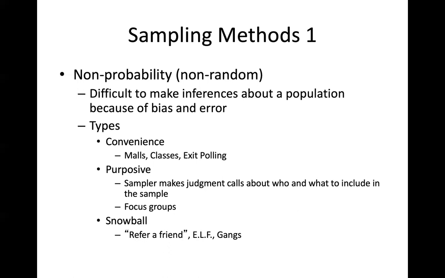One of the other ways that we use non-probability methods to do sampling, which is very, very common, is called snowball sampling. And it's often called like a refer a friend.